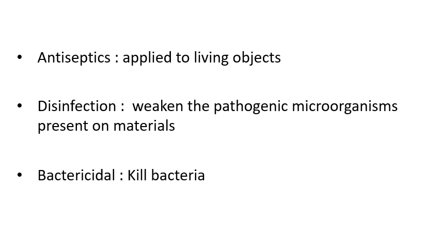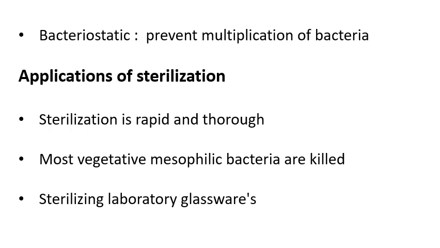Another definition is bactericidal. It kills the bacteria, so it is called bactericidal. Next one is bacteriostatic. Here the static means prevention. So the multiplication of the bacteria can be prevented by these types of agents. So these types of agents are used to prevent the multiplication of bacteria. These are some of the definitions which you have to study to understand the sterilization process.